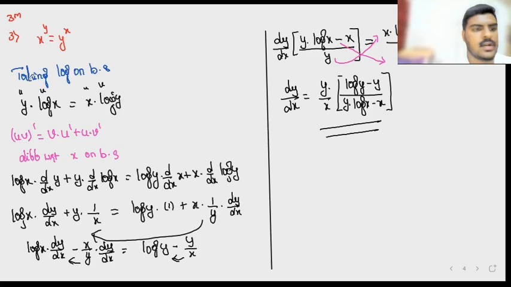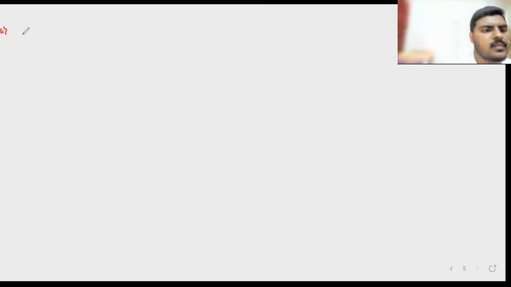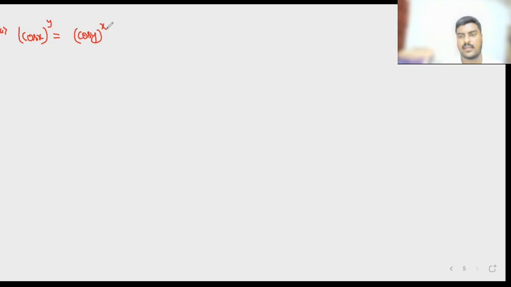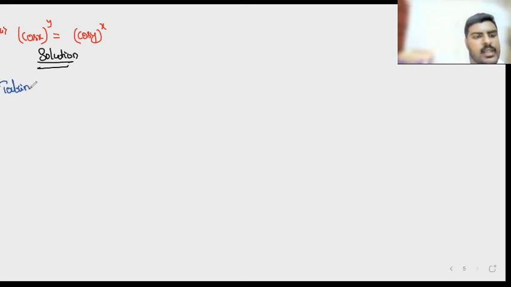Okay, so here cos x whole power, y equal to cos y whole power x, it will come to here. Now all of you should observe here. In this problem we are taking direct log on both sides.